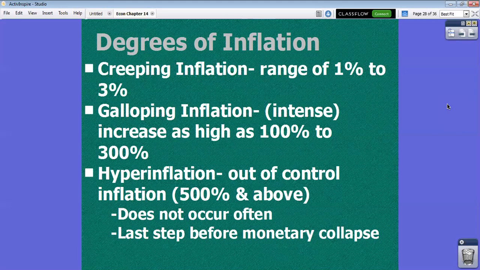Galloping inflation, that's when things start to get a little worse. As your book told you, a number of South American countries see this galloping inflation. We saw it with the collapse of the communist bloc in the Cold War, but prices can go up 100% to 300%. The worst type of inflation is hyperinflation. This is when inflation is completely out of control. We're talking about 500% and above. We don't see this very often.